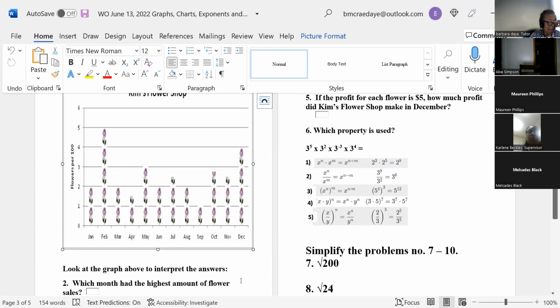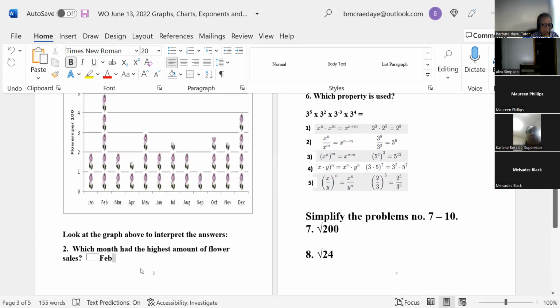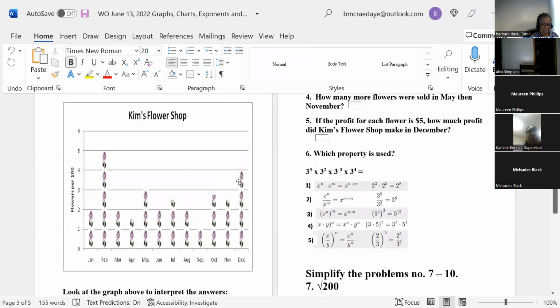Now I think all of you got number 2 right. Which month had the highest amount of flowers? February. Because February had how many? 1, 2, 3, 4, 5. 500, right? So I think everybody answered that right. That was February. Okay. Now, let's go to the next.